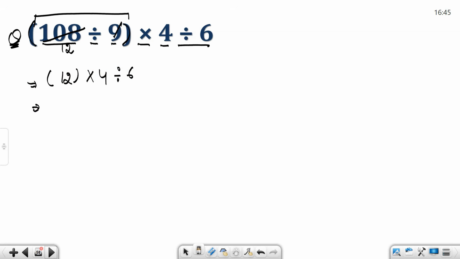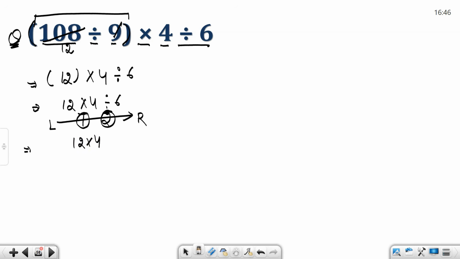Now let's solve it further. 12 into 4 divided by 6. We know that division and multiplication have the same priority, so we solve from left to right. When checking left to right, whichever comes first gets the first priority. Here, multiplication comes first, so multiplication gets the first priority and division gets the second priority.